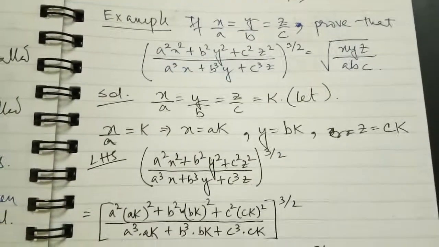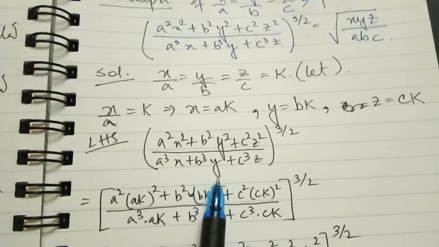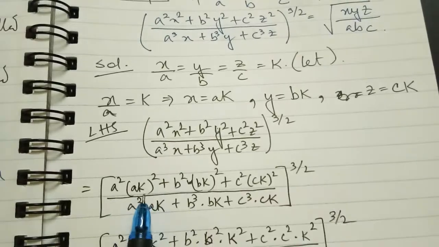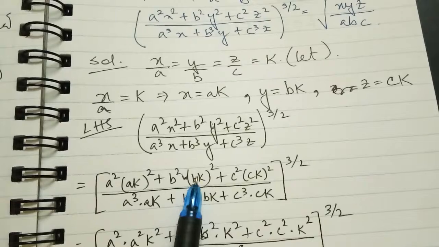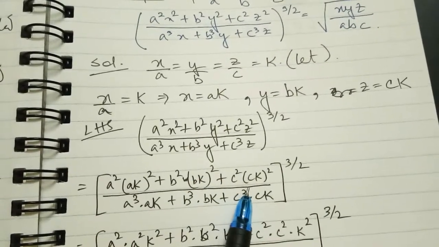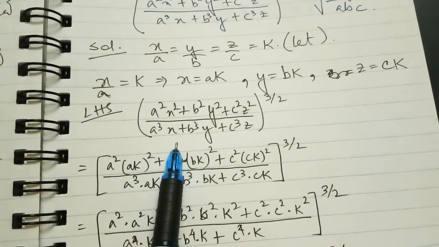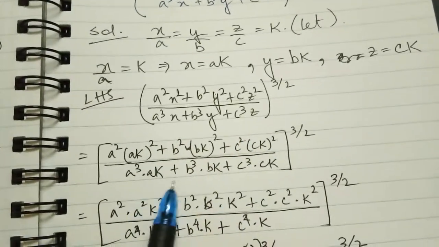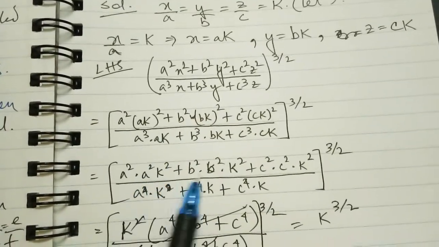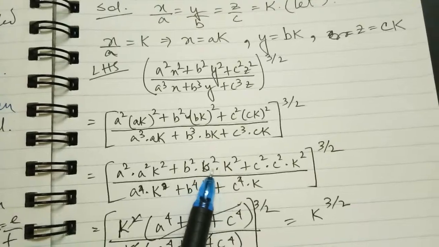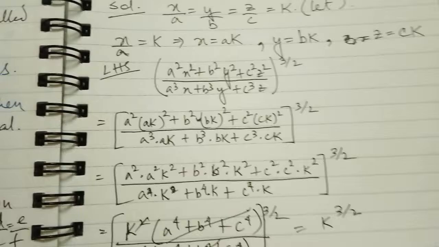Now you have to substitute the values. I've written the left hand side here. In place of X I've written AK, so it is AK whole square. In place of Y I've written BK whole square, and in place of Z, CK whole square. In the denominator also the same thing is done, with AK, BK and CK. Then I open the bracket: this will be A square K square plus B square K square plus C square K square. Here the dots are multiplication. You have done this in indices.